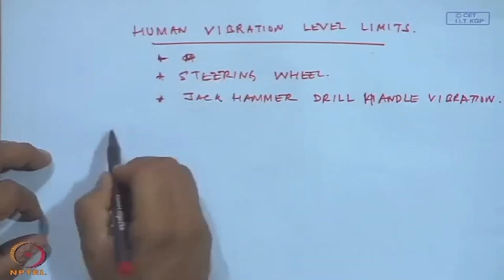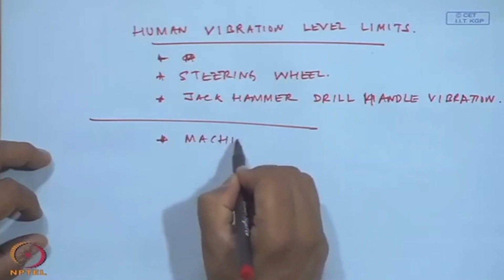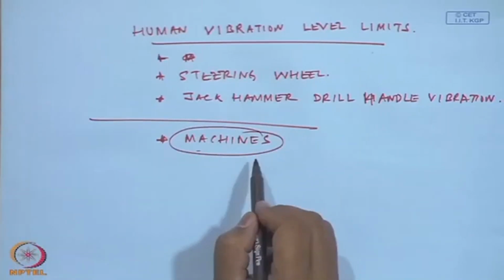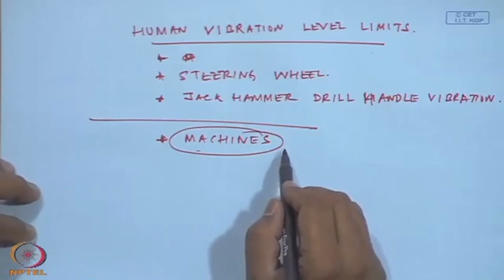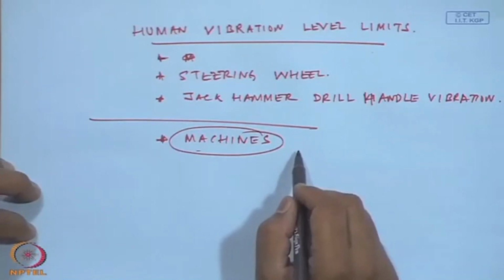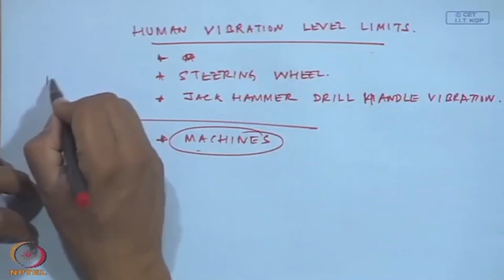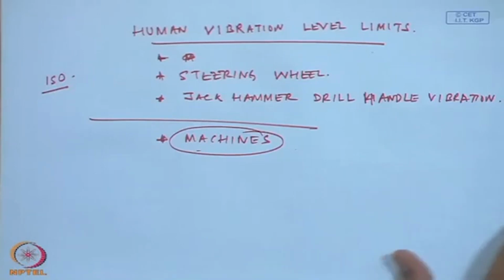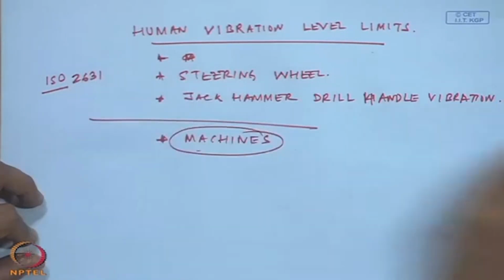And of course, another is the machine level. We had some clue as to that standard, which says that depending on the power of the machine, there are permissible limits of the vibration level. Similarly, for human vibration levels, there are ISO standards as to what the permissible level should be, and I thought I should mention this in this class. That is the ISO 2631 standard.